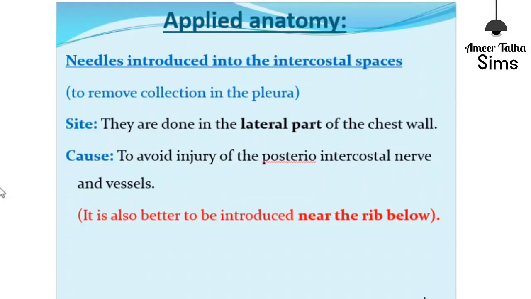Posterior? Yes, ma'am. What direction do you keep, children? Yes, in the lateral part of the chest wall. And between the upper border of the rib and the lower border of the rib? Lower border.